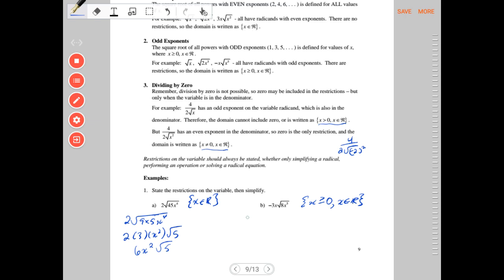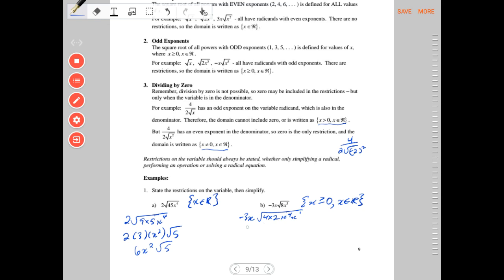Now let's simplify. Negative 3x is already outside, so it doesn't need to be simplified. Root 8 can be written as 4 times 2. And x to the 5th can be written as x to the 4th times x to the 1st. Remember that when we multiply things with the same base, we add the exponents, so 4 plus 1 makes 5. The reason I did that is because x to the 4th is a perfect square, but x to the 1st isn't.